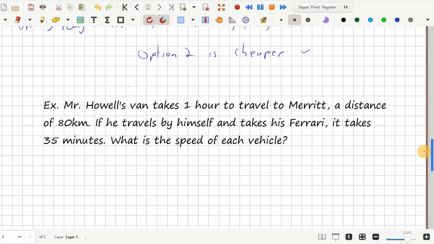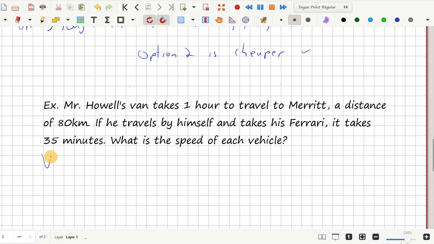Okay. Second to last example here. So me, Mr. Hell, my van takes about an hour to travel to Merritt. It's about a distance of 80 kilometers from Kamloops, which is where I'm from. If he travels by himself, though, and takes his Ferrari, which I have, of course, it takes 35 minutes. So what is the speed of each vehicle?